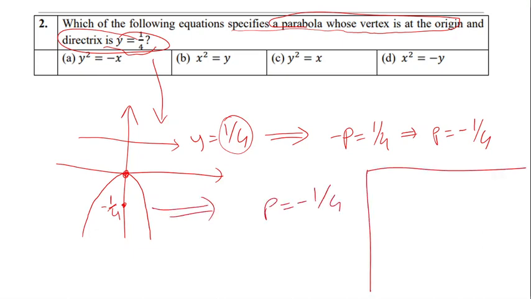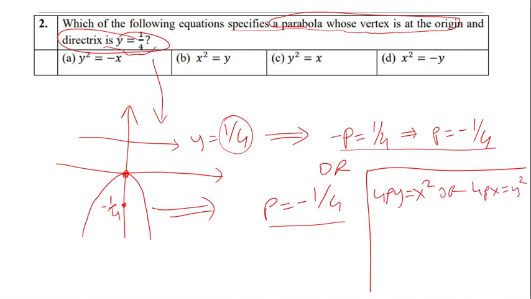And then the next thing is, you can do it from here or here. And the question now is, is it like 4py equal to x squared, or 4px is equal to y squared? So this is the question here, which one?